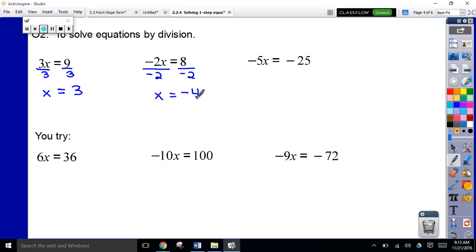Okay, and the next one, Ben, we have negative 5x equals negative 25. What are we going to do? Divide by negative 5. Good. So we're going to divide both sides by negative 5. And we get x equals what? Negative 5. No, when we divide, x equals 5. When we take a negative divided by a negative, it's always going to be positive. So x equals 5. Okay, 3 problems for you to try.